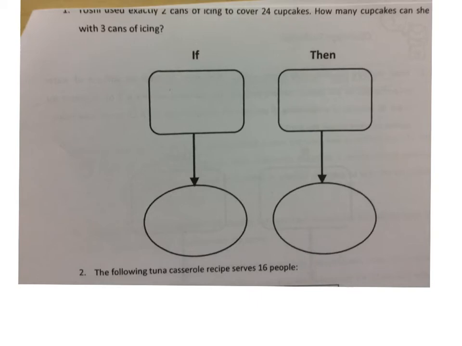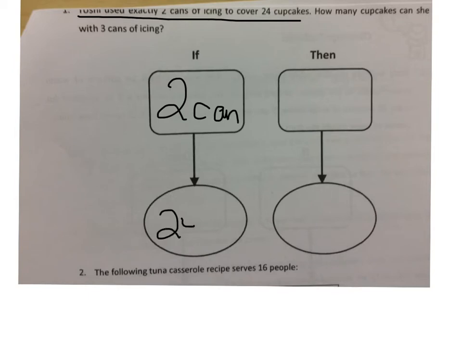Okay, in the next example, it says Toshi used exactly 2 cans of icing to cover 24 cupcakes. How many cupcakes can she ice with 3 cans of icing? So you can see a relationship that you're going to underline up here. She used 2 cans to cover 24 cupcakes. So that goes in our if spot. So you can say if she used 2 cans and covered 24 cupcakes, so we're finding that relationship.